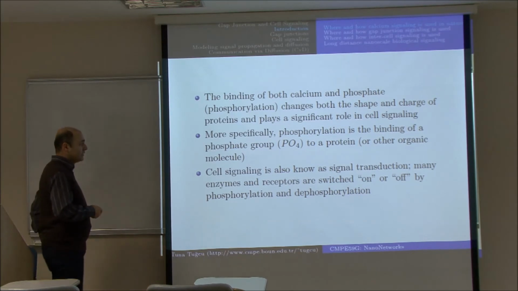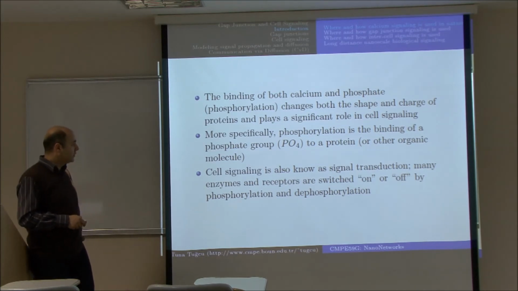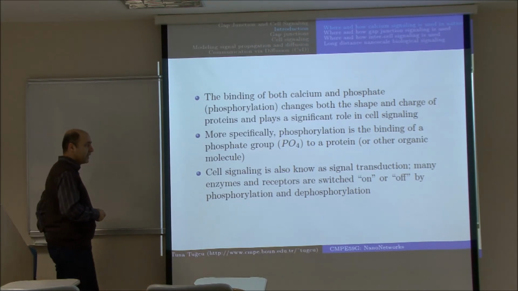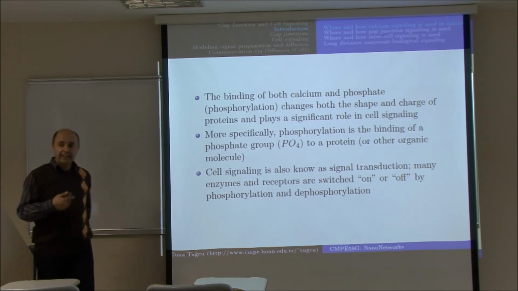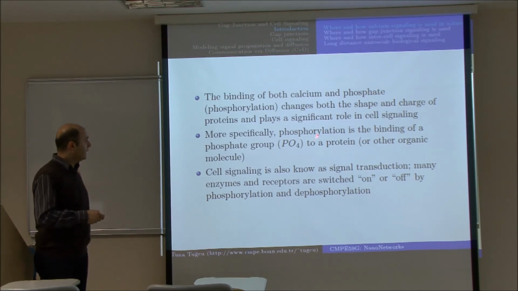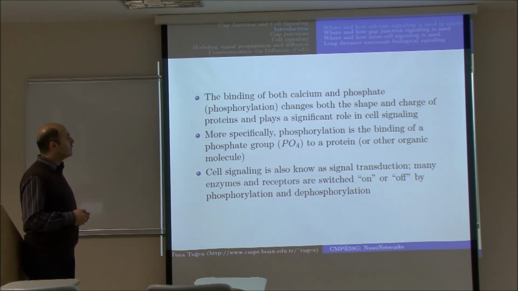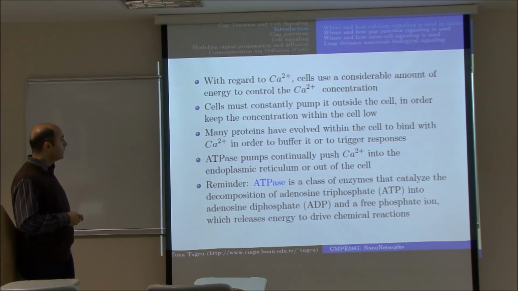And cell signaling is also called signal transduction. So many enzymes and receptors are switched on and off by phosphorylation and dephosphorylation, by the binding of the phosphate group or the leaving of the phosphate group.